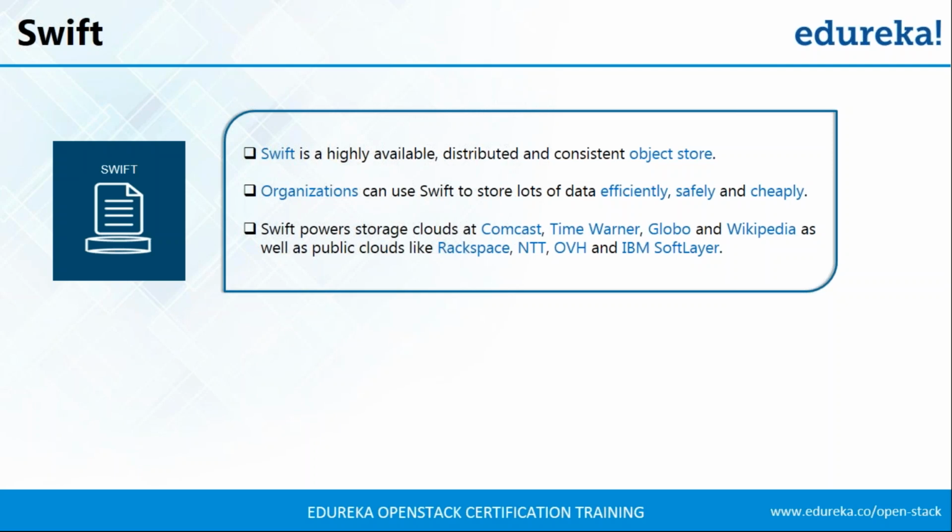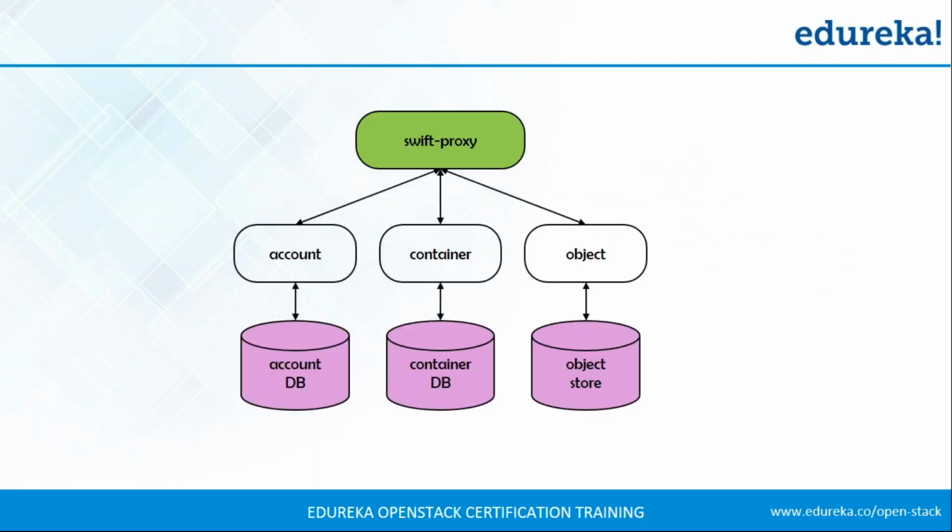Now let me show you the architecture of Swift. In the Swift architecture, we've got the Swift proxy, which is connected to each account, container, and object. The account over here refers to a user account, whether it's a demo user, an admin user, or any kind of tenant application user. So this is the account database. Again, in order to validate it, you have to go to Keystone for authentication and authorization.